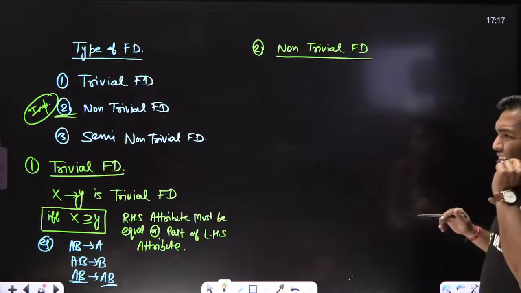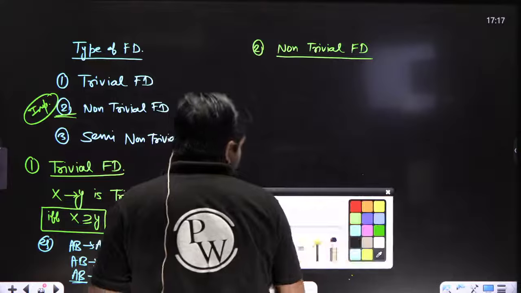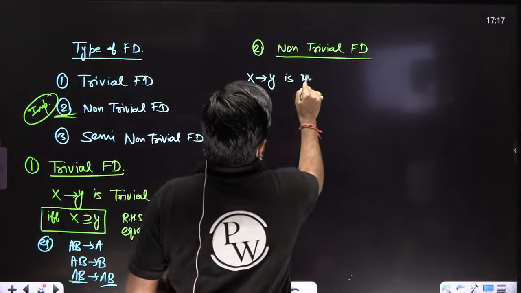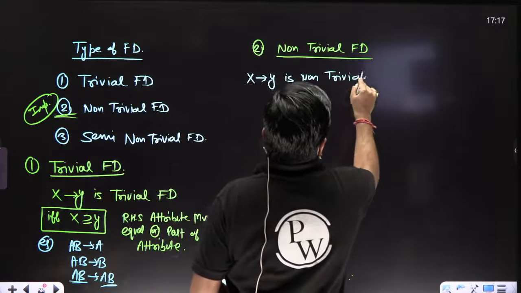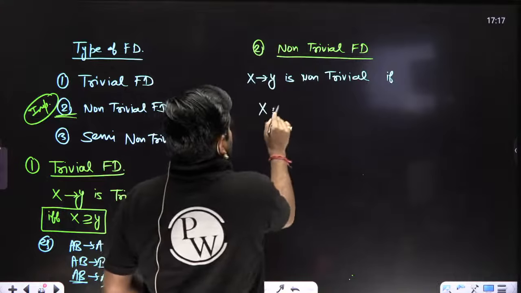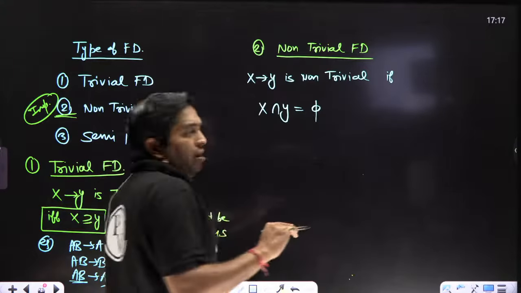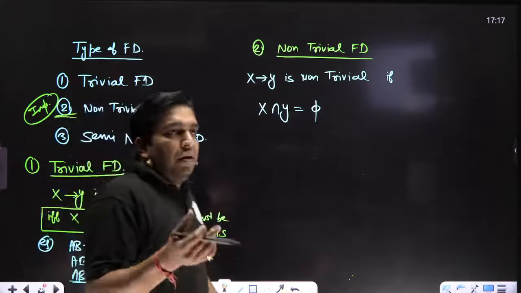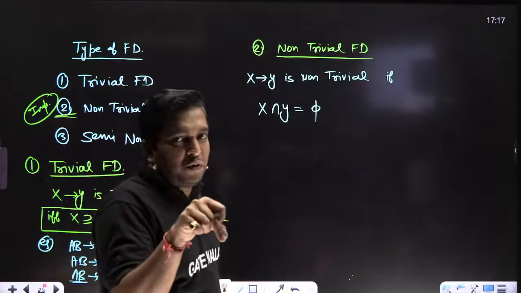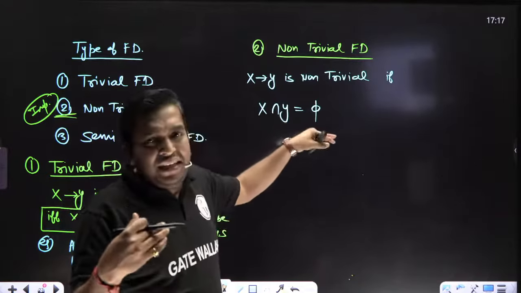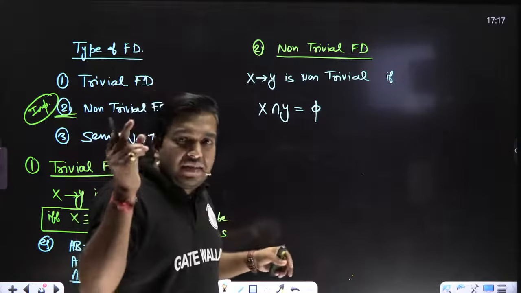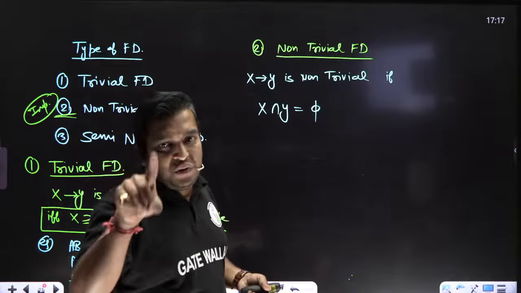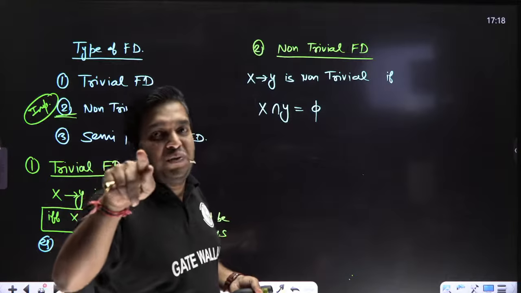Okay. Now we are discussing non-trivial FD. What is the meaning of non-trivial FD? X determines Y is non-trivial if X intersection Y is phi. Most of the time you say only this line. But beta, if I am saying A determines C, it must also satisfy the FD definition. Only intersection phi is not enough; it must also satisfy the FD definition. What is the FD definition? If T1.X equals T2.X, then T1.Y must equal T2.Y.